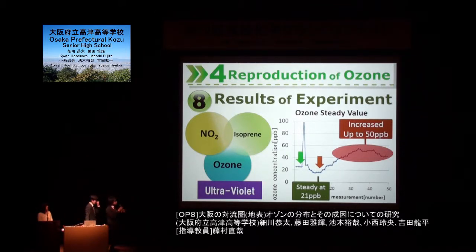When we add non-methane hydrocarbons, the ozone concentration first decreases, since the ozone and hydrocarbons react. However, after adding NO2, the ozone concentration increases again, up to 550 ppb. The reaction rate constant was observed in this graph, using this curve.